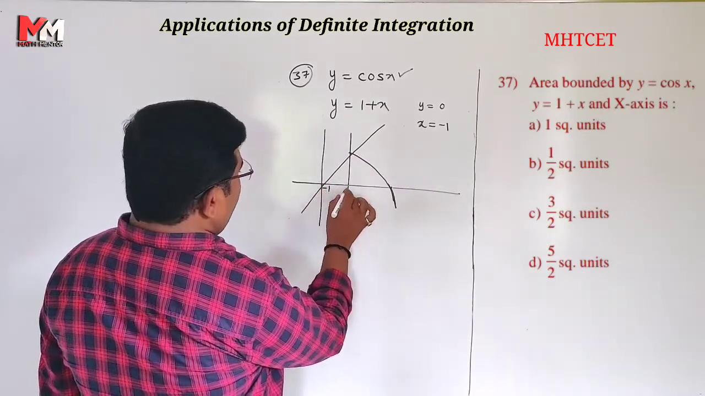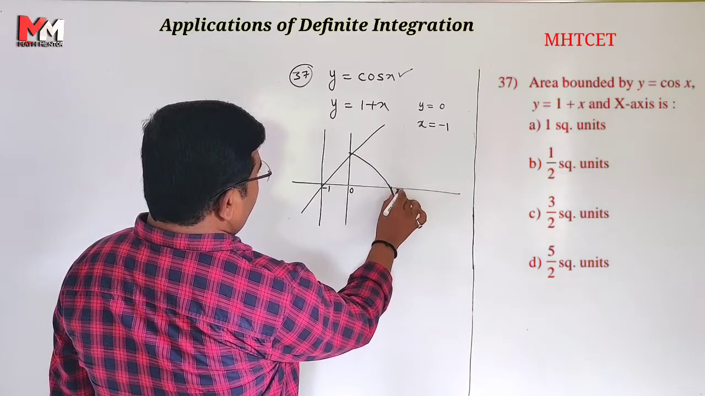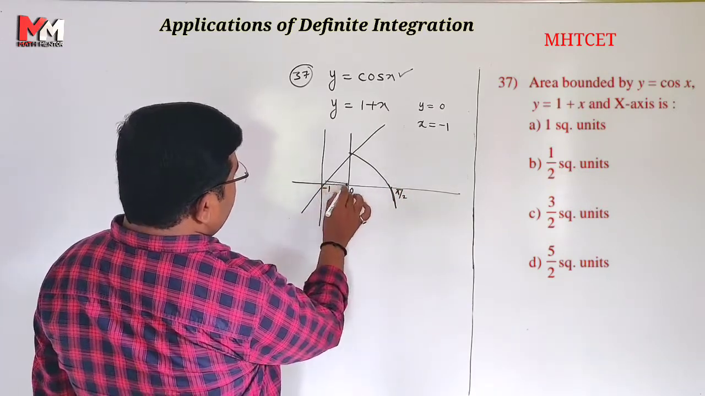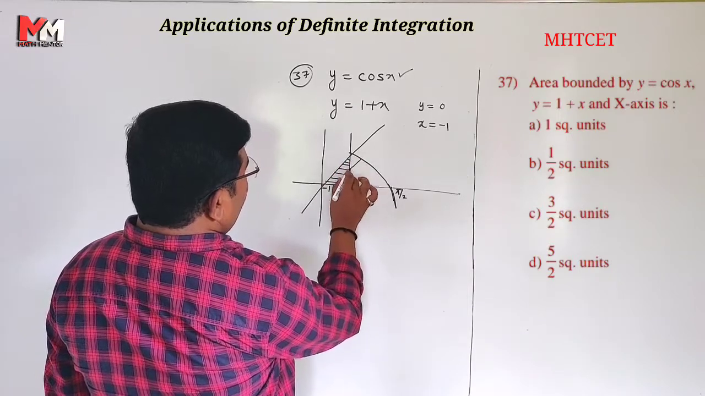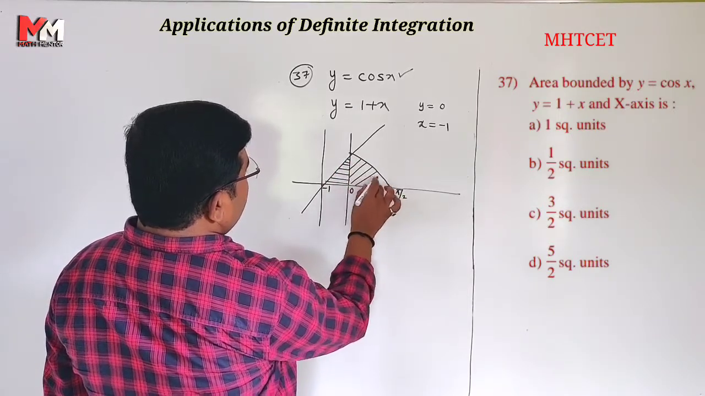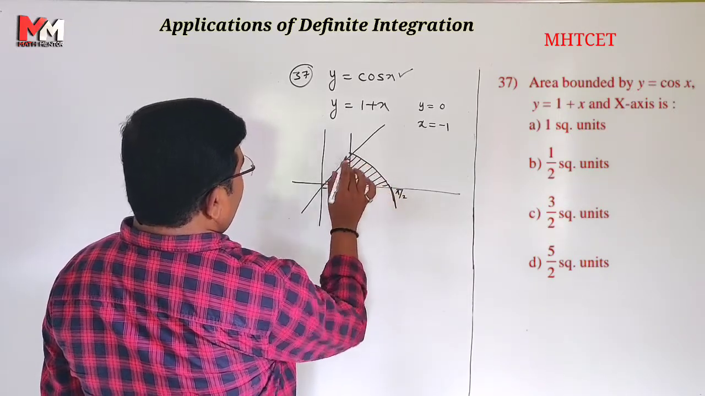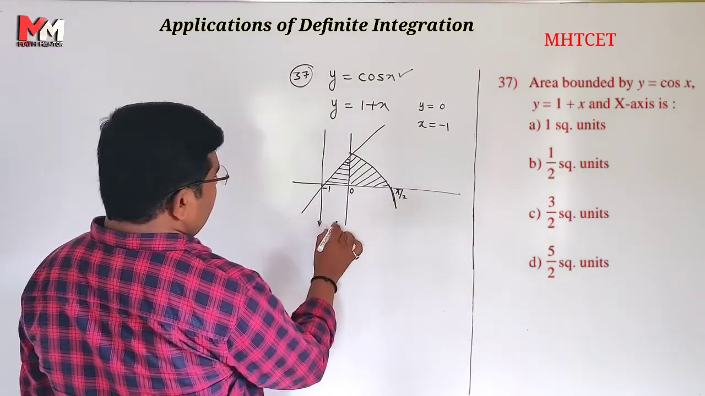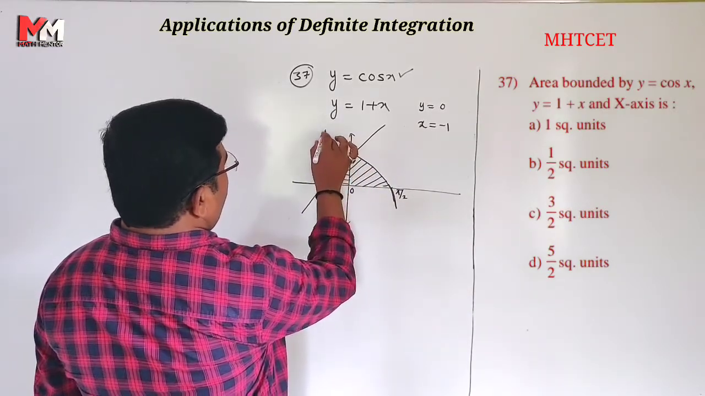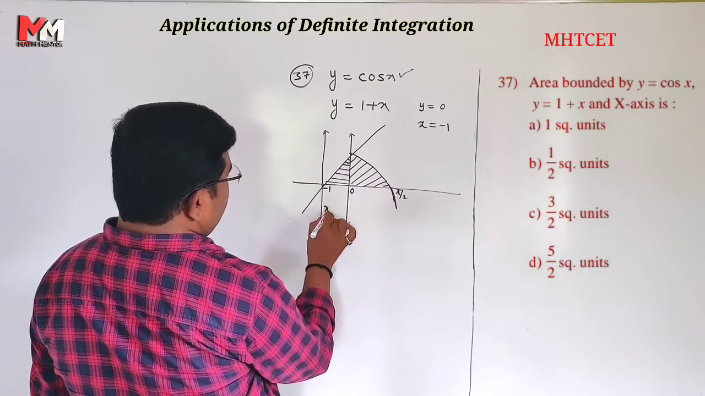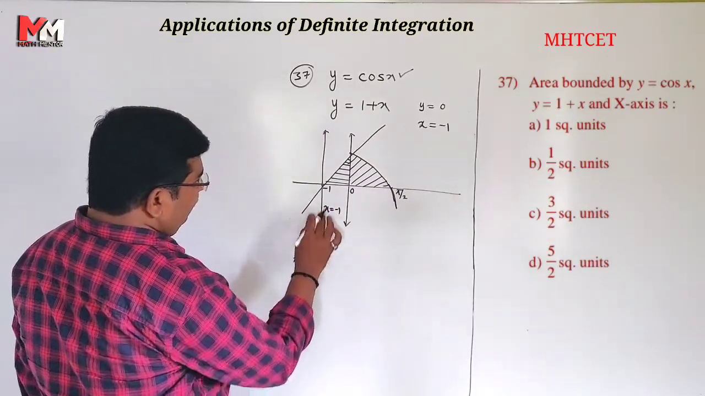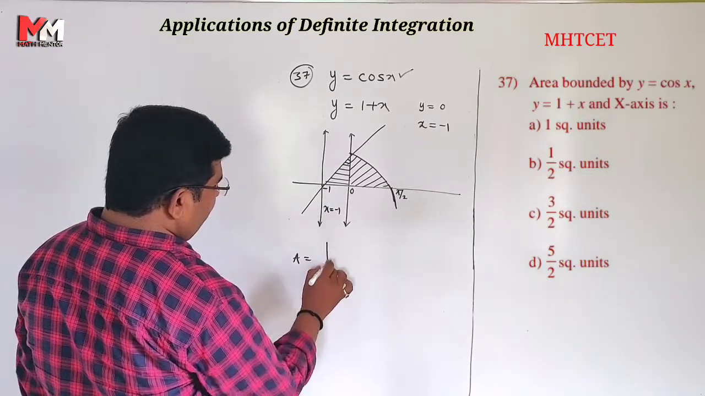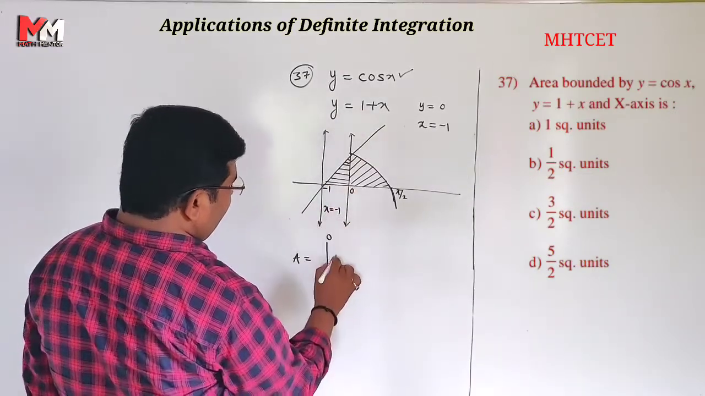This is minus 1, this is 0, this is pi by 2. This is the area under the line and this is the area below the cos x. So we will add both. So this is x is equal to minus 1. Got it? So area from minus 1 to 0 under the line. Minus 1 to 0 line is what? 1 plus x.